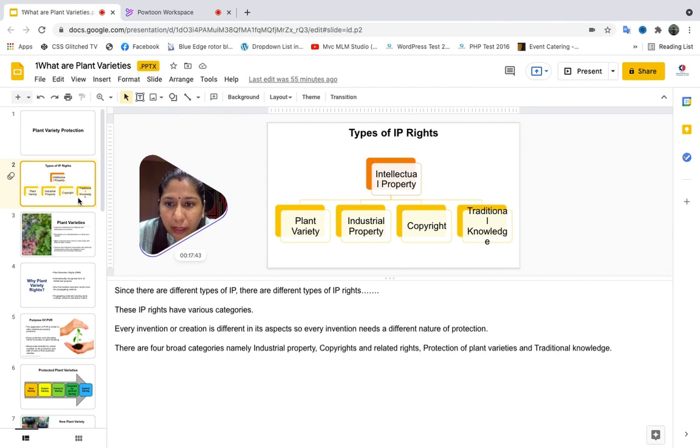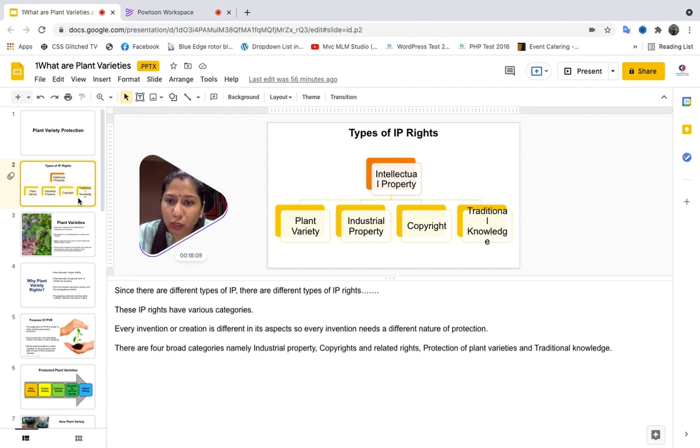Now we know what intellectual properties are. Intellectual property is basically a creation or effort of the human mind. When a person invents something using the creativeness or intellect of his or her mind, it is called intellectual property. These intellectual properties are protected by certain rights. These rights are granted to the inventor and are called intellectual property rights.